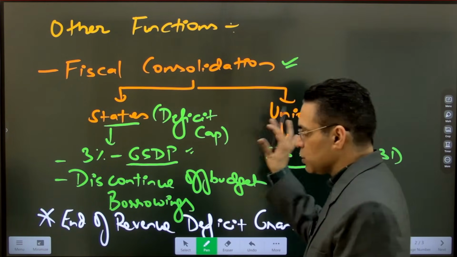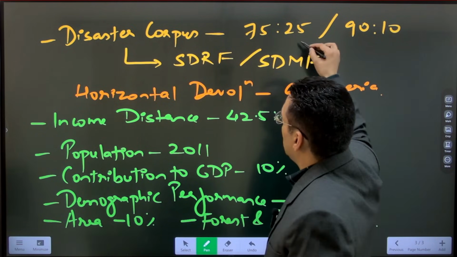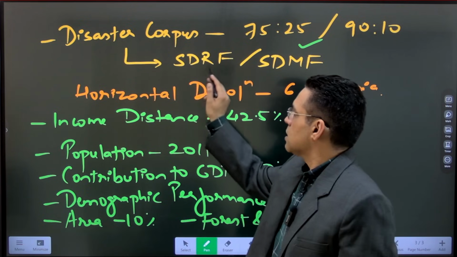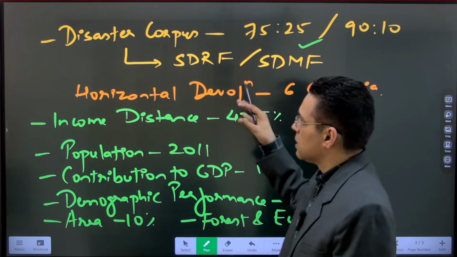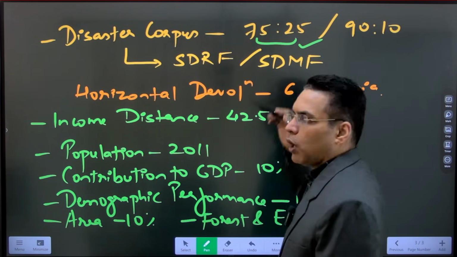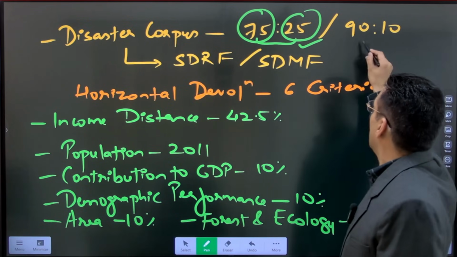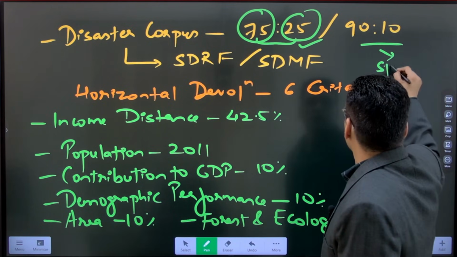So these are the major functions of Finance Commission that we have to understand. Okay, apart from that, there are disaster corpus. So how do we strengthen the state disaster response fund or state disaster mitigation fund? And here Finance Commission has suggested that 2.04 lakh crore will be given, and 75-25 will be for normal states, which means 75% will be given by the central government and 25% by the state government, and here 90-10 for the local bodies. For the special category states.